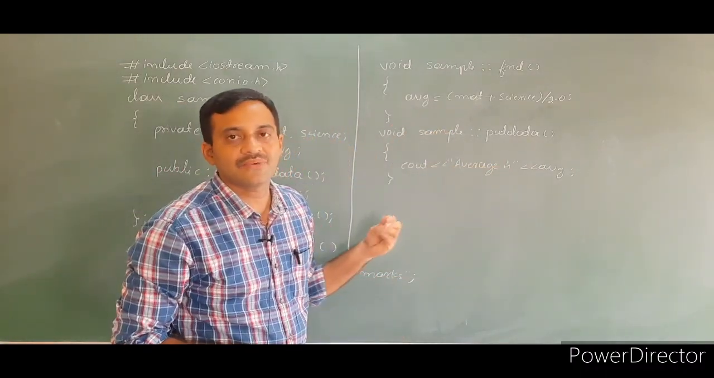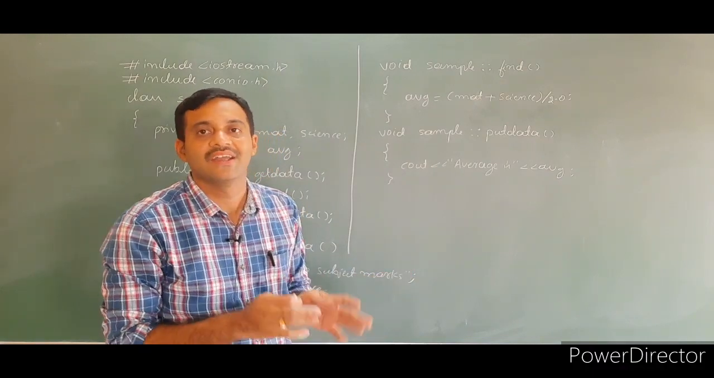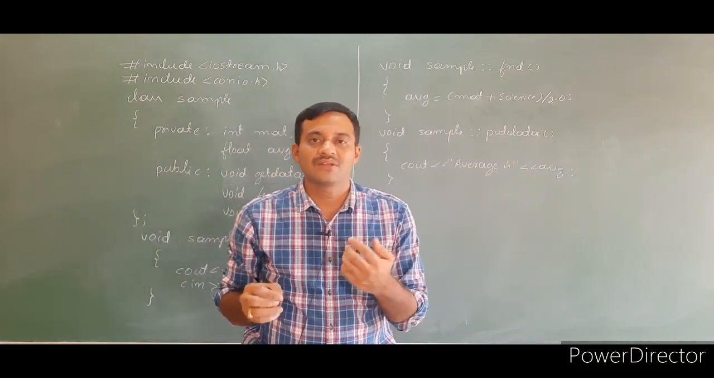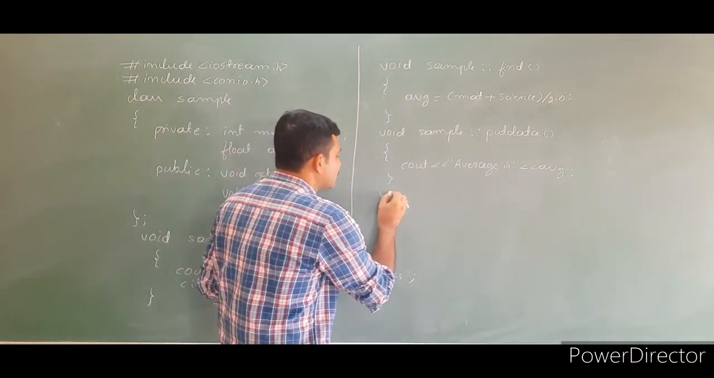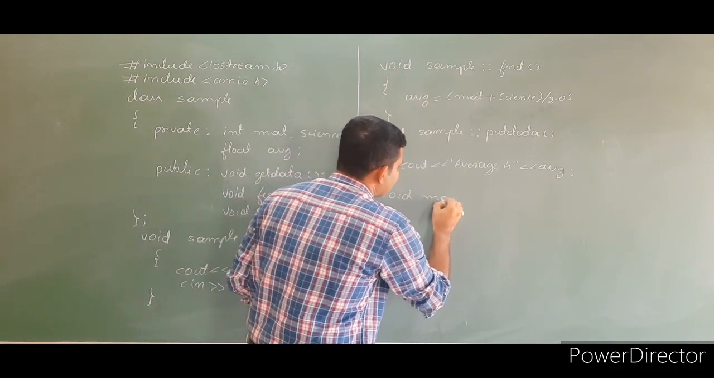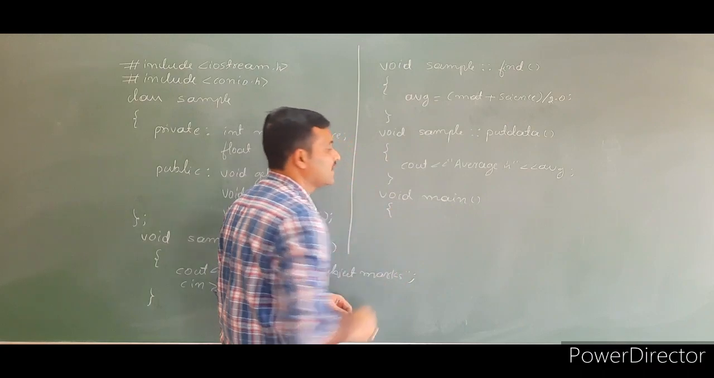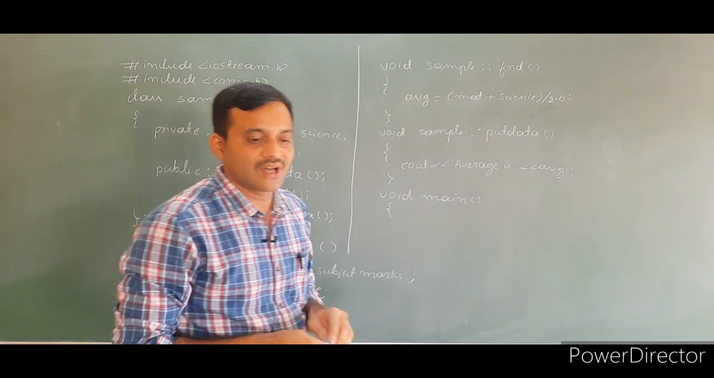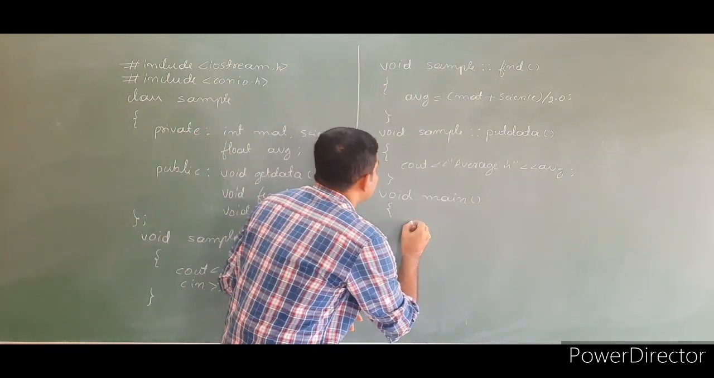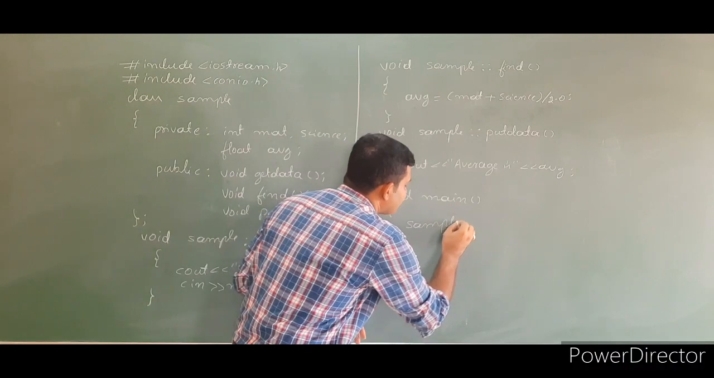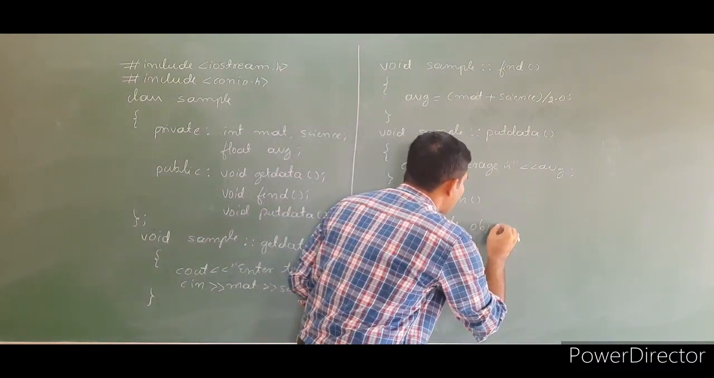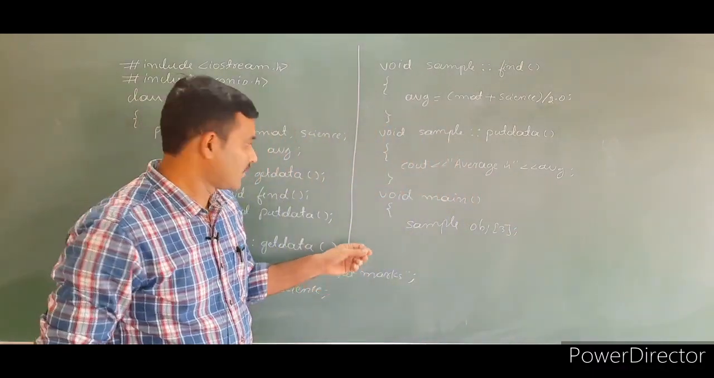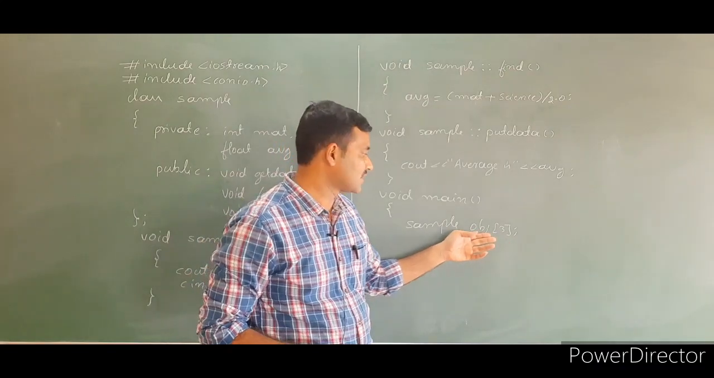After that, we have to call the functions because these are not run independently. A class is only a template. We have to create an object. Using the object, we call all the functions one after another. To create an object, we start main. Inside that, we use an array of objects. So the class name is sample, then object of 3. Here we create an object for the 3 students, hence object of 3.